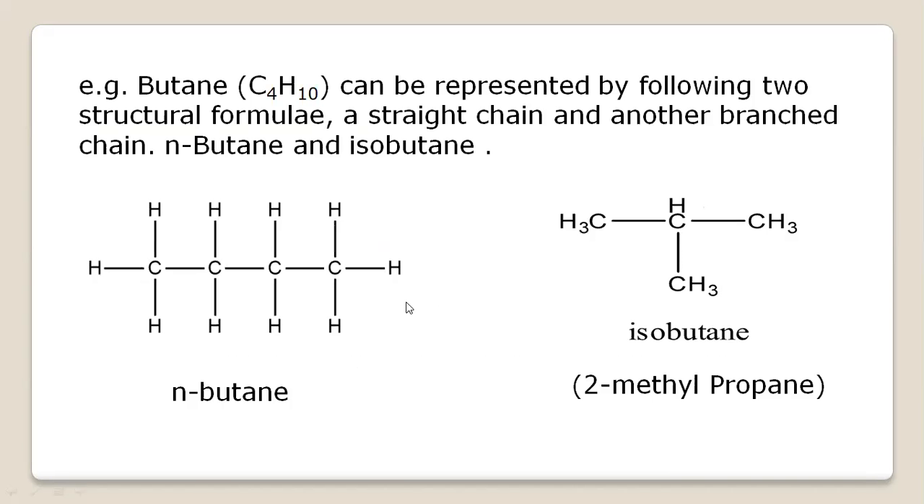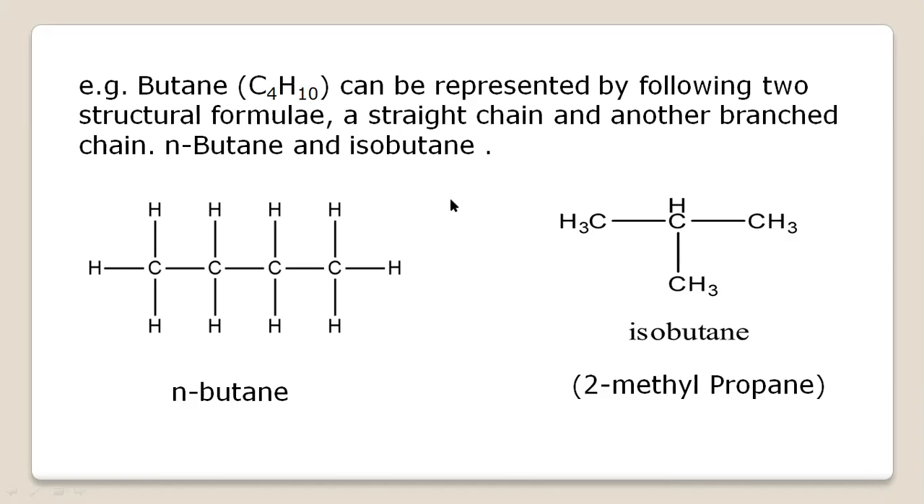Butane, which has the molecular formula C4H10, is represented by the following two formulae. One is n-butane, where all the carbon atoms are in a straight chain. In the other structure, one of the CH3 groups is on the straight chain, so this is considered a branched group. Its name is 2-methyl propane, or isobutane.